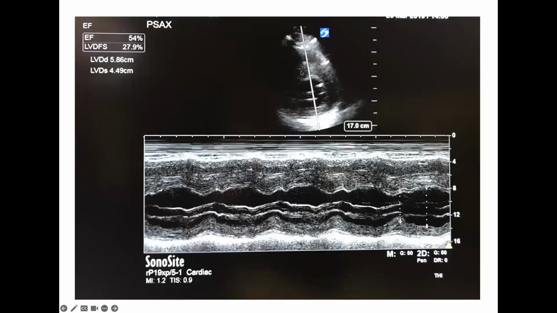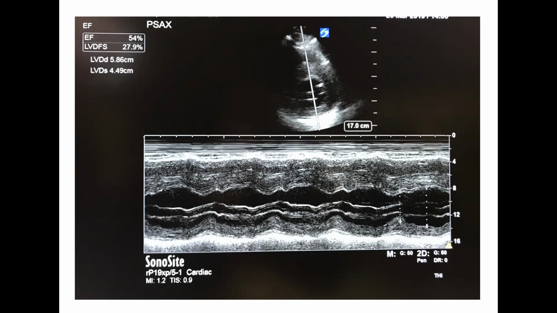Here we have the same thing. Here you see this is at the level of the mitral valve. So these two lines you see here in the anechoic area, that's just a little bit of the edge of the mitral valve, but you can still calculate the distance in systole and diastole. The fractional shortening here is 27.9%, which correlates to an ejection fraction of 54%, so normal.